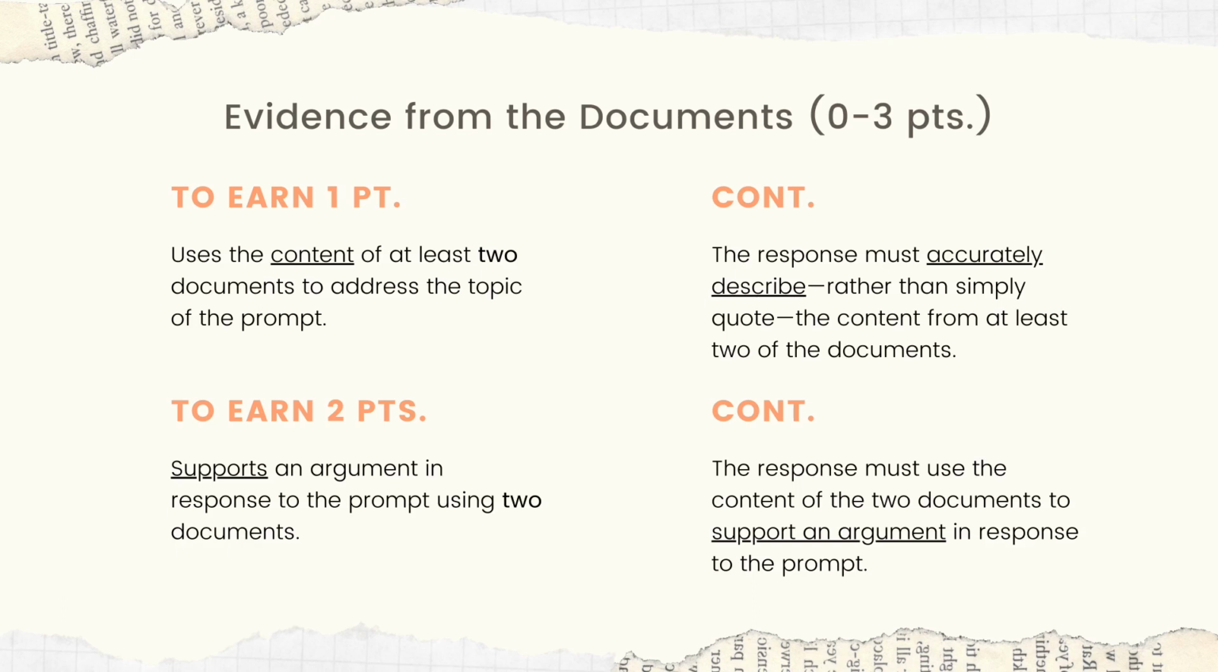To earn 2 points, you have to support an argument in response to the prompt using 2 of those documents. This response must use the content of the 2 documents to support the argument in response to the prompt. So not only is it accurately described, it has to be described in a way that supports the argument. Basically, it is evidence with a claim. It is proving a point.